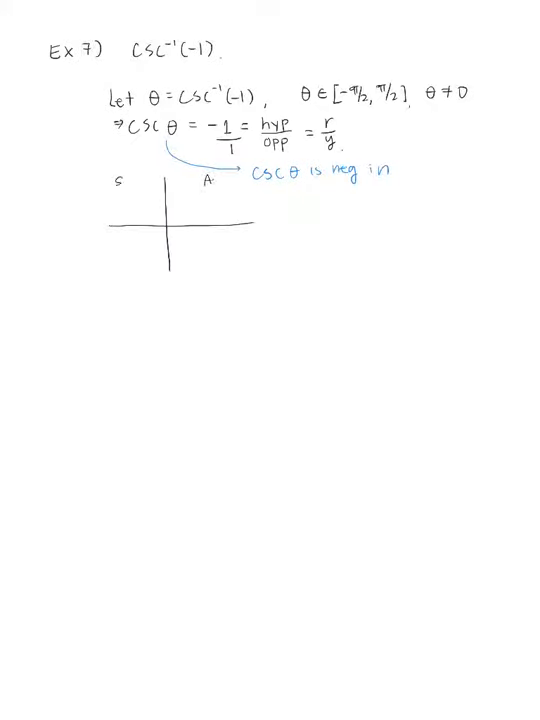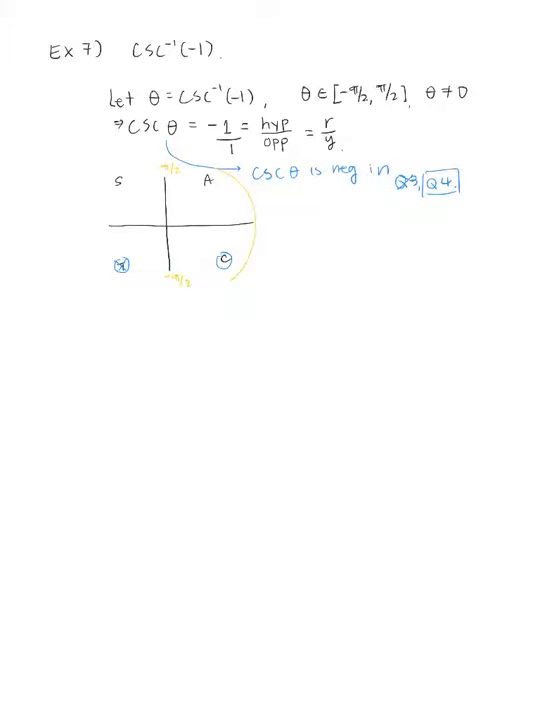So where is cosecant negative? Quadrant 3 and quadrant 4. But the thing is, our theta has to be between negative pi over 2 and pi over 2, so this is out. So if anything, it's going to lie in quadrant 4. Okay, so let's see what's going to happen here.